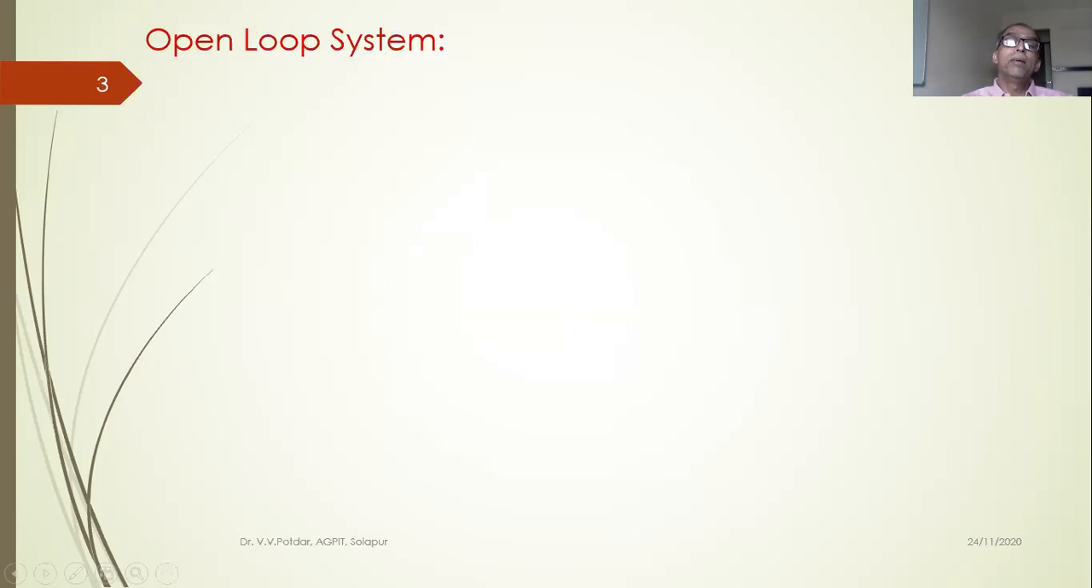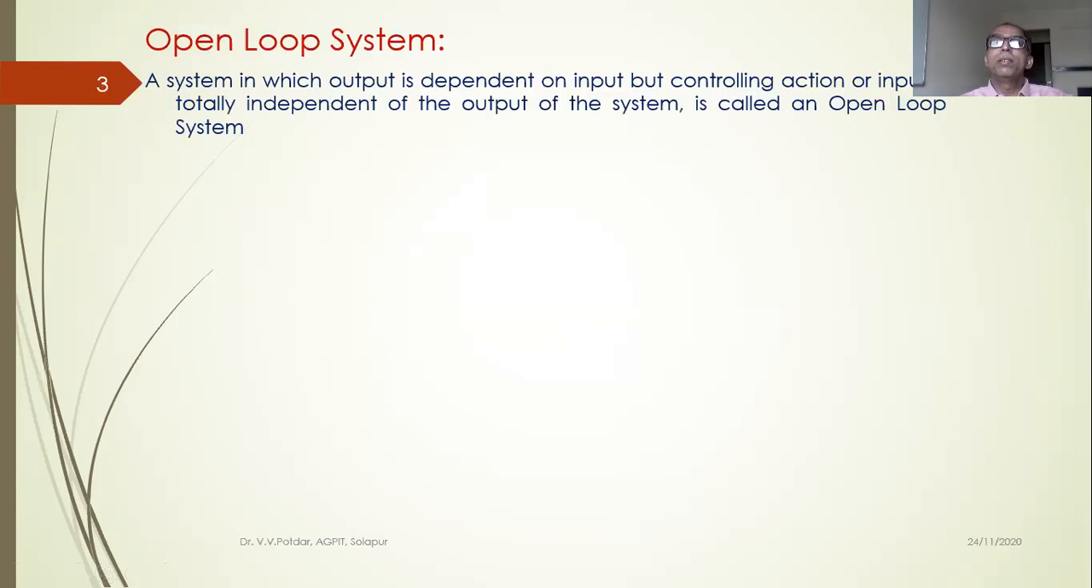So quickly we'll have the definition, just be attentive. We have open loop system, a system in which output is dependent on input, but the controlling action or the input is totally independent of the output of the system. So we don't track the output in the open loop system. It is called an open loop system.